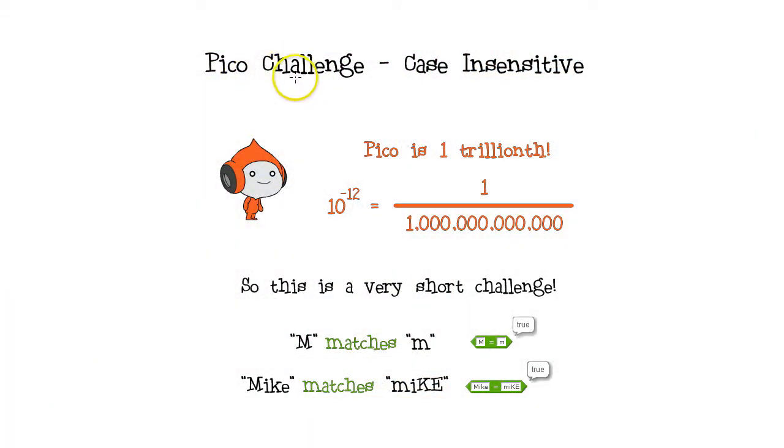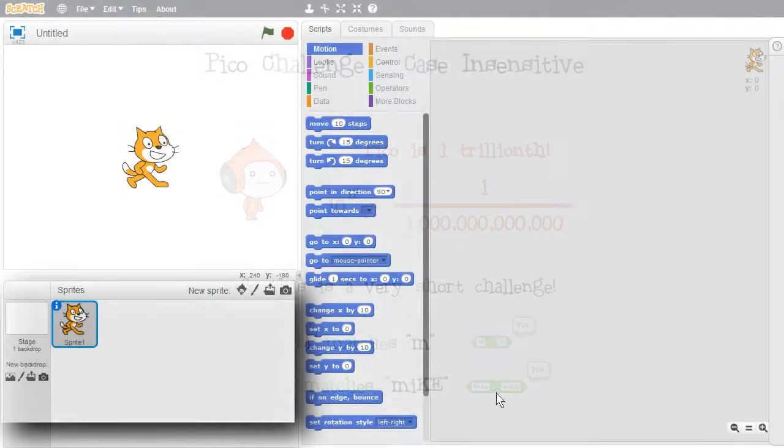This is a Pico challenge, and this is Pico. A Pico is 1 trillionth. That's 10 to the minus 12. 12 zeros. A Pico is a very small number, so this is a very short challenge. Be sure you remember that Scratch matches upper and lowercase characters when it compares strings. It is case insensitive. For example, a capital M matches a lowercase m, and Mike with a capital M matches Mike with capital K-E. I'll show this in Scratch now.